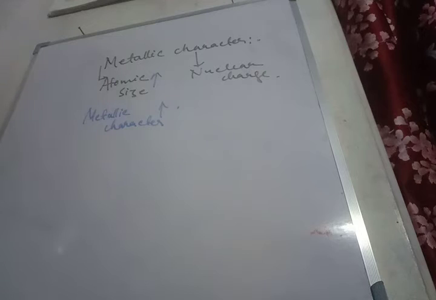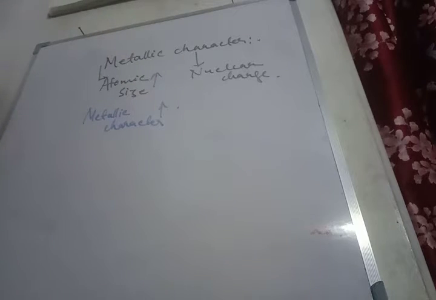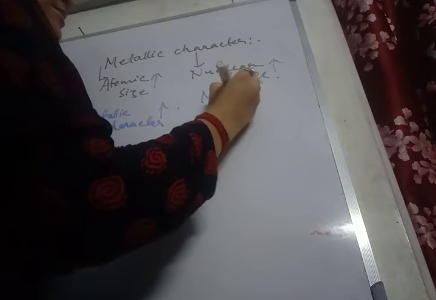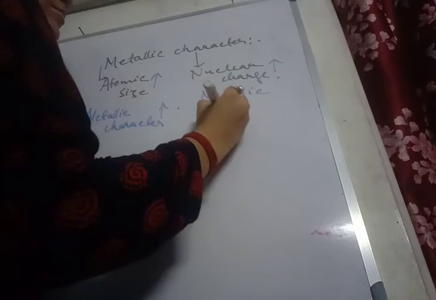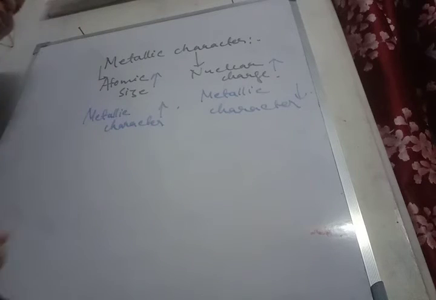When the nuclear charge increases, the nuclear attraction on the outermost shell increases. So it becomes difficult for the atom to lose electrons. So with increase in nuclear charge, the metallic character decreases. So it is directly proportional to atomic size and inversely proportional to the nuclear charge.